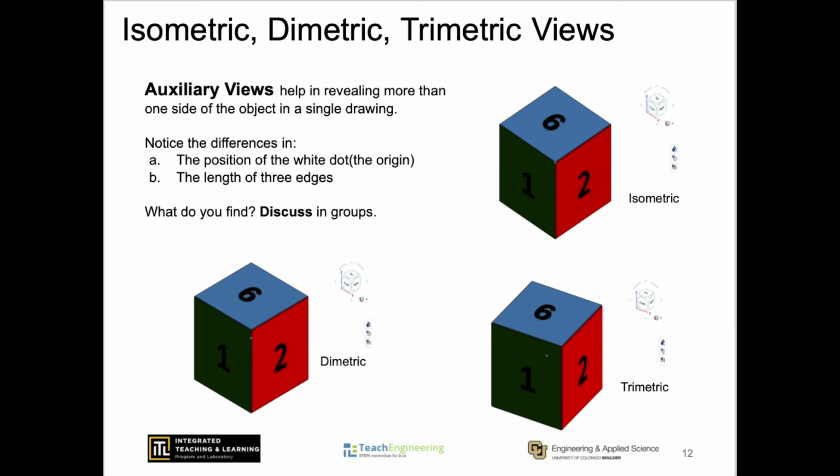Isometric, dimetric, and trimetric views. Auxiliary views help in revealing more than one side of the object in a single drawing. Notice the differences in the position of the white dot and the length of 3 degrees. What do you find? What if we want to show many sides of the cube in one drawing? By means of auxiliary projections, an image of an object as viewed from a skewed direction is used in order to reveal all three directions of space in one picture.